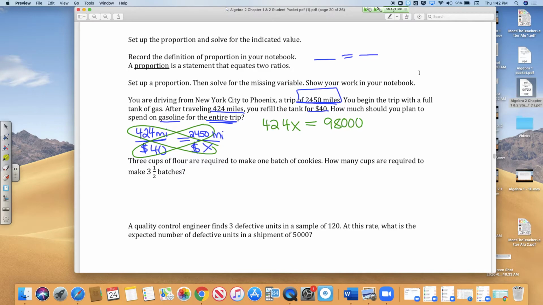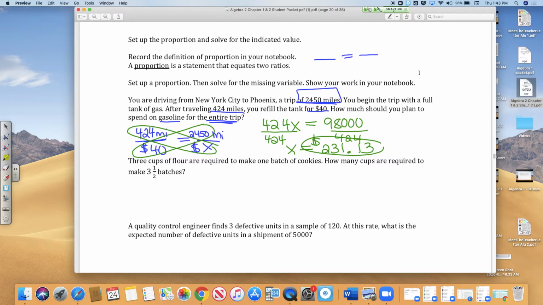The last thing we would do here is divide both sides by 424. And then we're going to get x is equal to 231. And remember, we're talking about money. So 231.13. It's going to cost $231.13 for the gas for the entire trip.